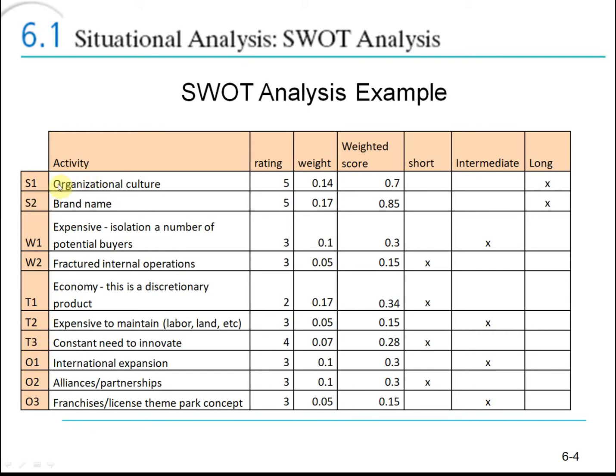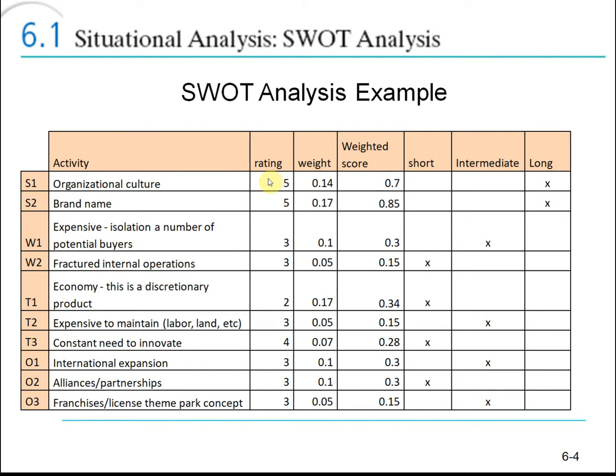The next column over is your activities column. Here's where you write out specifically what this opportunity or what this strength is. In this case, we wrote organizational culture. Let's take a look at the first weakness. Expensive isolation, a number of potential buyers. And weakness number 2, fractured internal operations. So you can see that what we're doing is we're providing a brief description to whatever corresponds to that strength, weakness, opportunities, or threats.